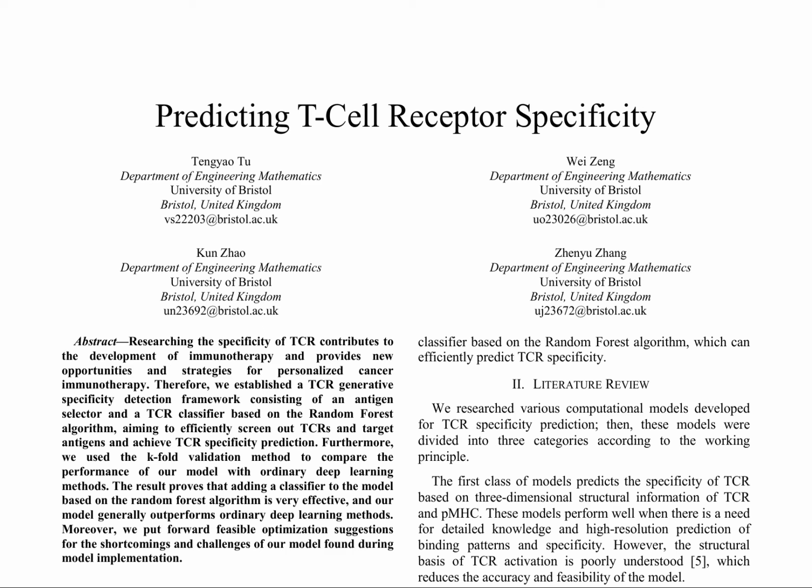The specificity of the T-cell receptor plays a crucial role in immunotherapy. T-cells can recognize and bind to antigen peptides from the major histocompatibility complex through the TCR on the surface to trigger an immune response to recognize and attack pathogens and abnormal cells. Researching the specificity of TCR contributes to the development of immunotherapy.